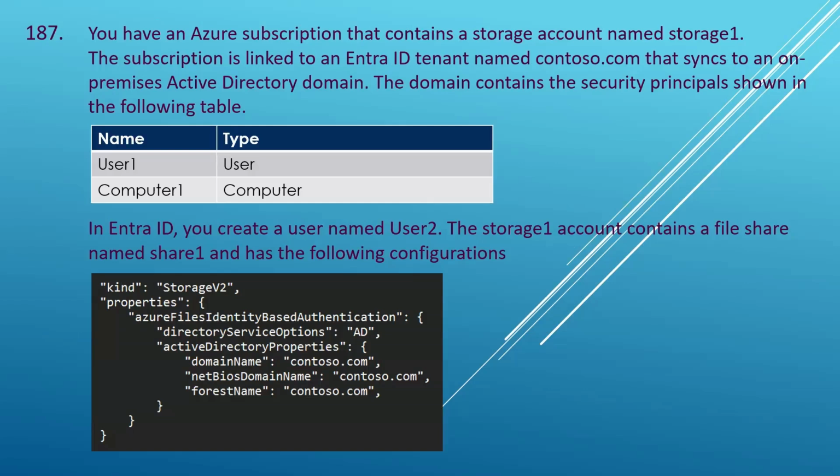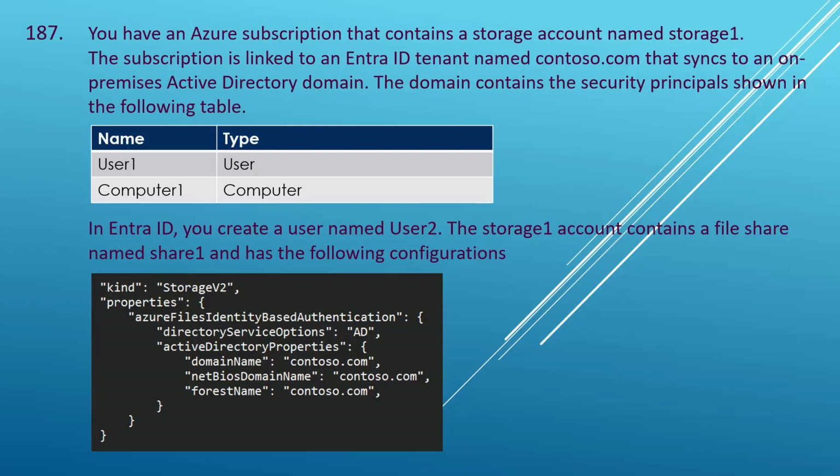The storage1 account contains a file share named share1 and has the following configurations. Its kind is StorageV2, and in the properties you can see Azure file identity-based authentication has been chosen, and in the directory service option AD is chosen. When they mention AD, it is on-premise Active Directory. And the properties mentioned of the Active Directory are domain name, NetBIOS domain name, and forest name.